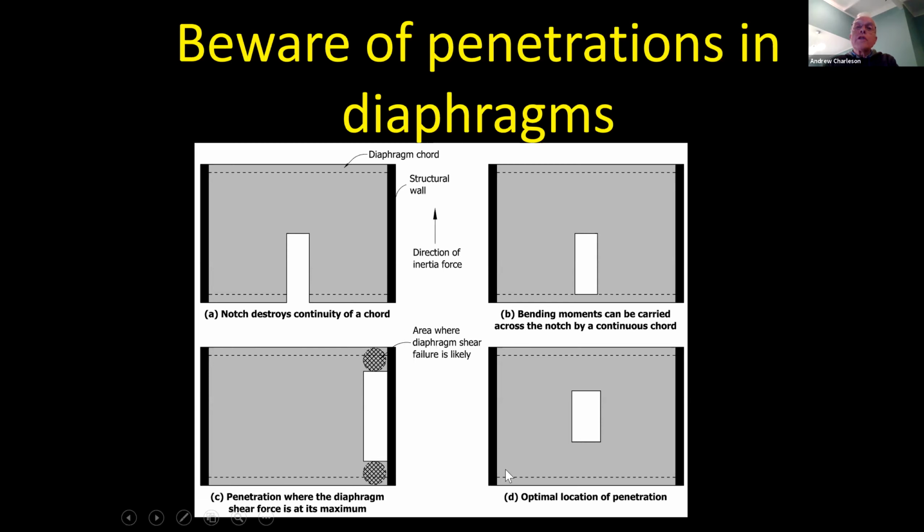And this is the best location for penetration, in the middle of your floor slab, because there the shear force is the least and the bending moments can be carried in tension and compression by the beams supporting your floor slab. So this is dangerous. This is okay. This is best. And this is dangerous. So be very careful about the penetrations you provide in your floor slabs, which we also call diaphragms.